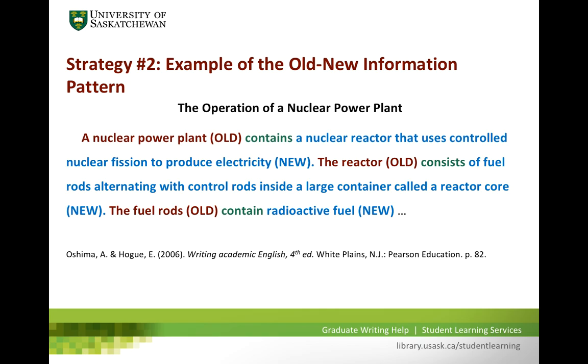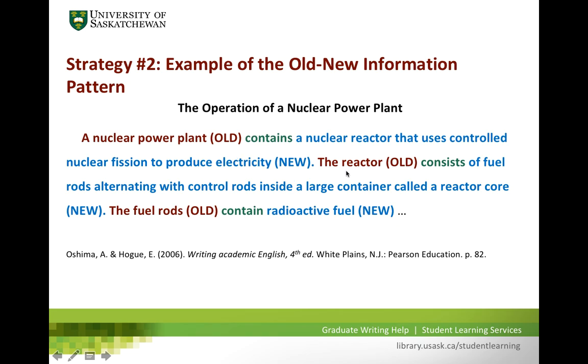The best way to understand the old new information pattern is to see it at work. So let's take a look at this very short abbreviated passage, the operation of a nuclear power plant. I've colored the old information in red, the verbs in green, and the new information in blue. So let's look at the first sentence here. We start with a nuclear power plant. Now that information is considered to be old. Why? Because the reader has already come across the idea in the title. So it was already known to the reader, and so we are going to call this old information. And then we have our main verb and our new information after the main verb.